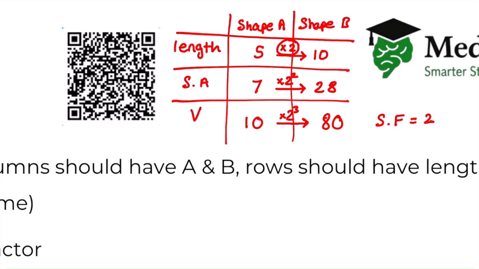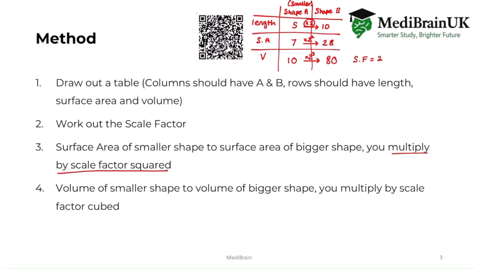Okay, you draw out your table first: length, surface area, volume, and then shape A and shape B. When you're going from the length of the smaller shape, let's say that shape A is the smaller shape, you work out what the scale factor is. I can give you time to note this down if you want to. I'll talk through it like this. So the scale factor is basically how you get from the smaller shape to the bigger shape, or how you get from shape A to shape B. That's what you need to multiply by. Okay, and that would be your length scale factor.